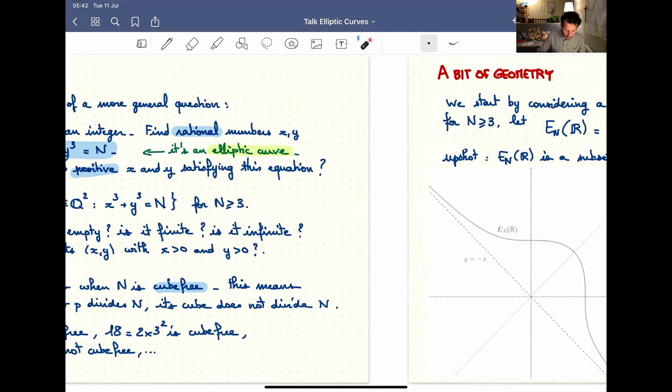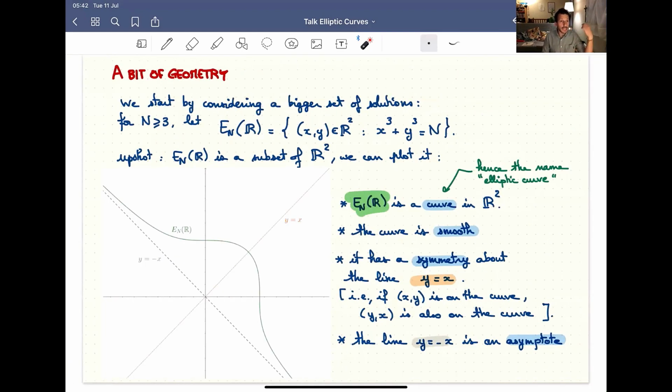So we'll start not by looking at the set E_n(Q), but at a slightly bigger set, actually much bigger set. Instead of looking at rational numbers x and y such that their cubes sum to n, here we'll be looking at E_n(R), and x and y are now allowed to be real numbers. So that's a bigger set, right? Because there are more real numbers than there are rational numbers.